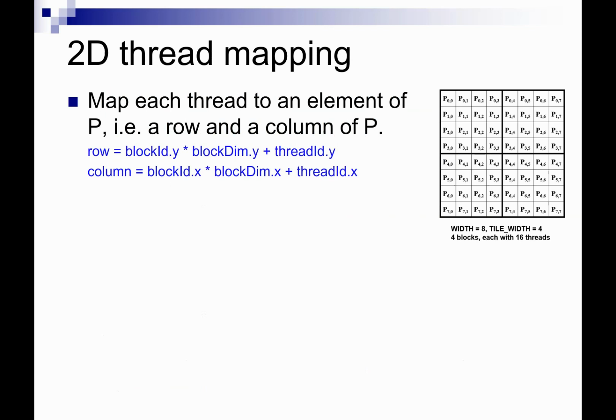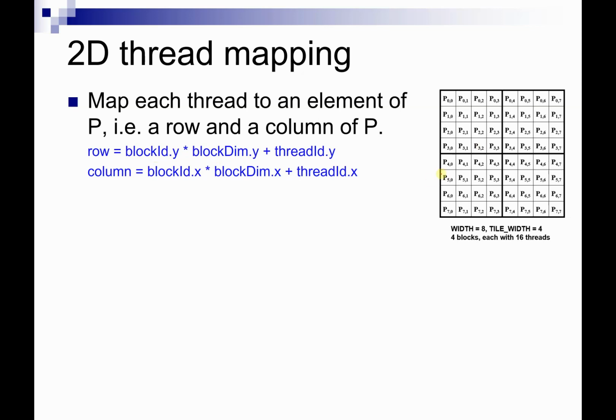Now let's see how we can map different threads. Once you start these threads, you need to map them onto the matrix. So how do we associate different threads with different matrix elements? We're going to map each thread to an element of this matrix P here. The way we do this is, if we have these 4x4 thread blocks and we have 2x2 of these blocks, we take the block ID here, which is a number between 0 and 1, the block ID in the y direction, and then you multiply by the block dimension in the y direction, which is 4.